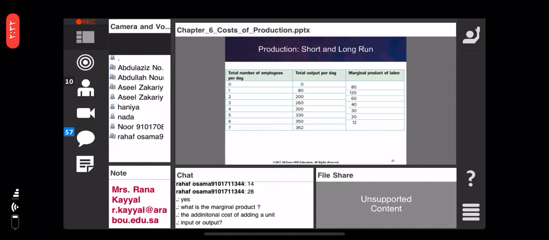Here, it's the additional output. The increase in production with the increase in labor: how much did my production increase? 120, why? Because I added another worker, and production increased by 60, additional 60 output, as I added one additional input. So it's the additional output per input, just like we said the marginal cost is the additional cost per unit by adding one additional unit. So this is the one additional output we gain by adding one additional input.